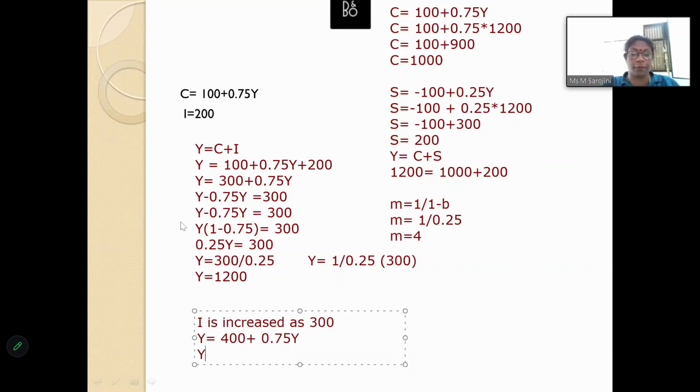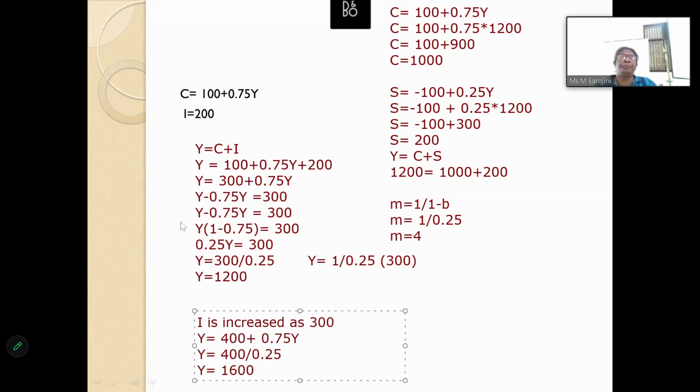Now Y is equal to 400 divided by 0.25. Y is equal to how much? 400 divided by 0.25 is equal to 1,600. What happened to the national income? National income is increased when the investment is increased by 100.